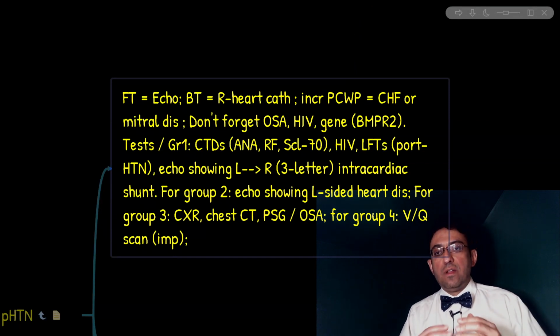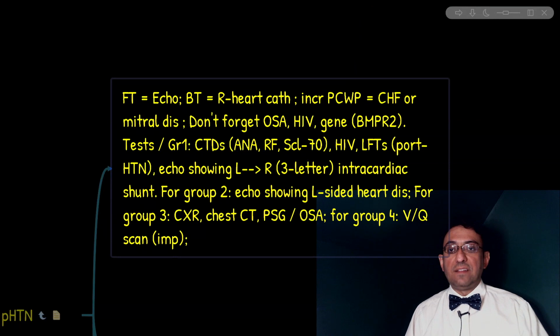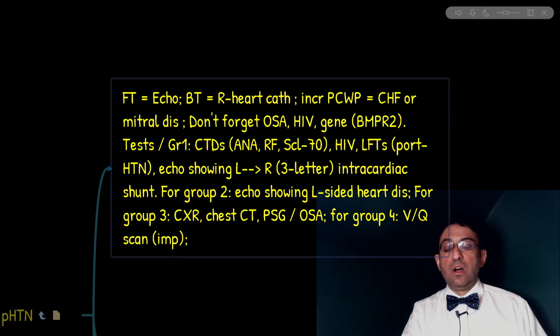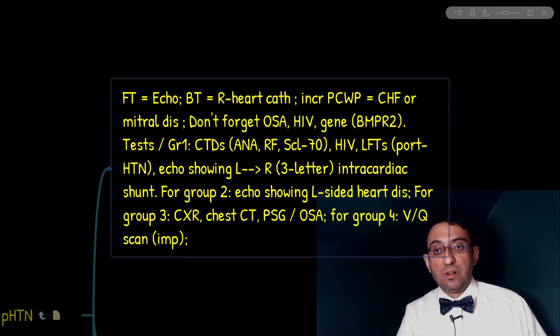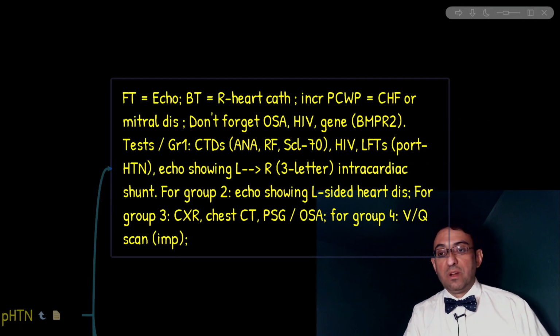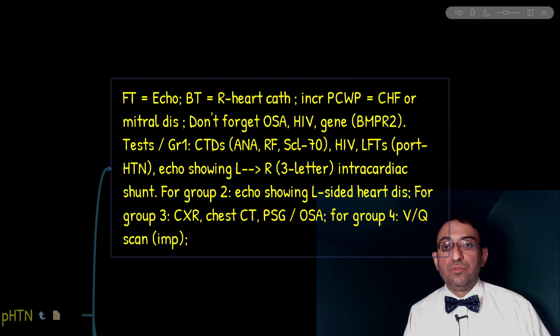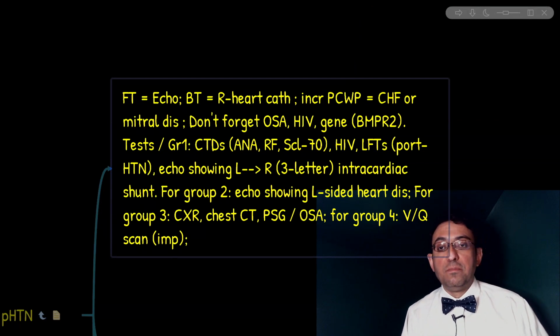Okay, so these are the initial tests. The best first test is echo, but what is the very best or confirmatory test? That is right ventricular catheterization. The reason is it provides exact measurement of pulmonary arterial pressure. Remember, the normal value is 8 to 20 millimeters of mercury, and the diagnosis is usually established if the value is greater than 25 for the mean value.